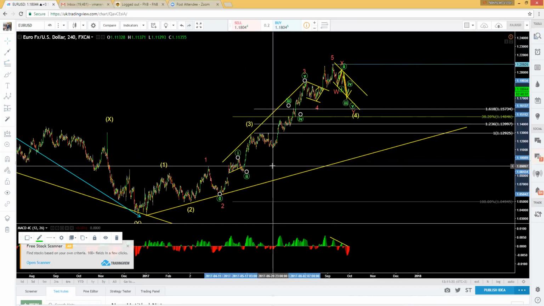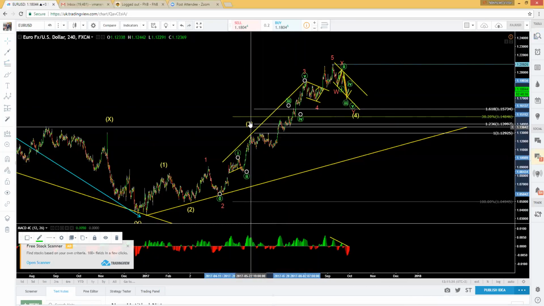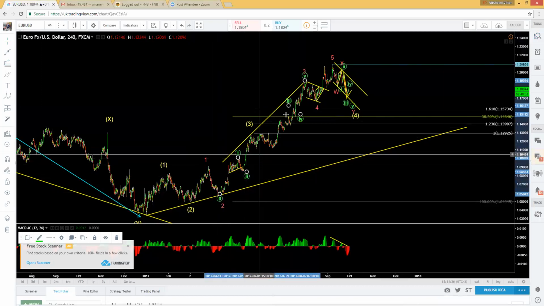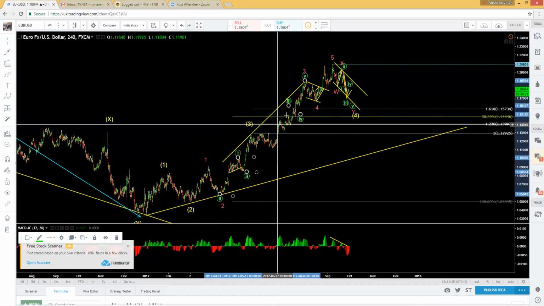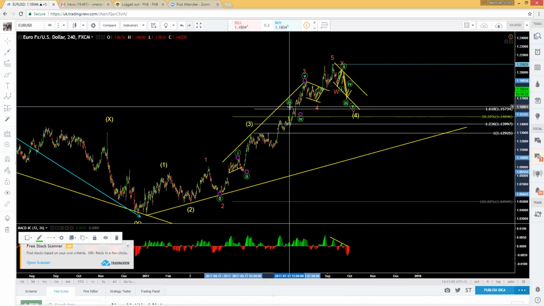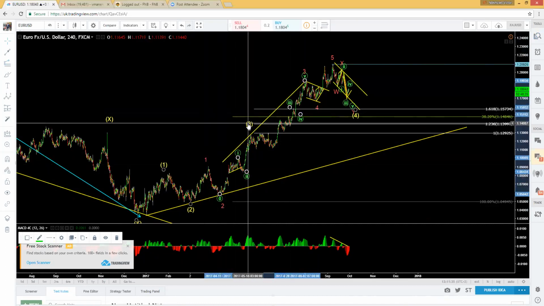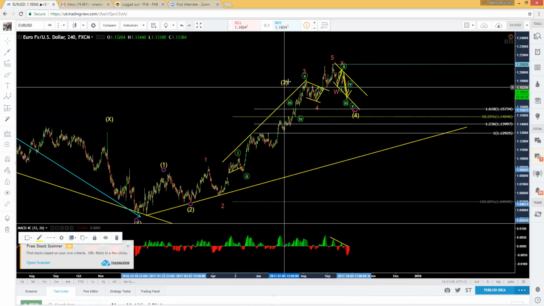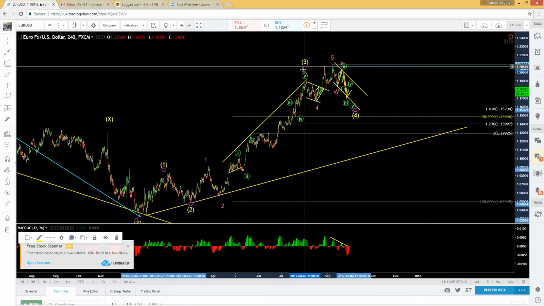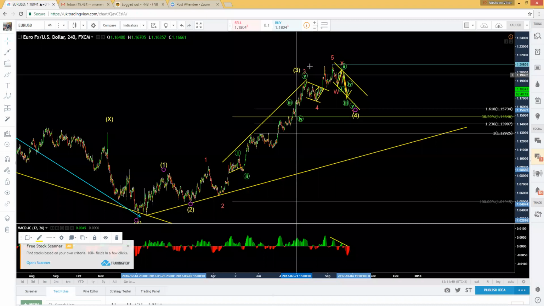Unless it is an ending diagonal. So we already know that we've got the green degree whose wave 3 should be a minimum above 1.618, which is above that area. So my wave 3 higher degree needs to be at least above here. It needs to be above the green degree, obviously.